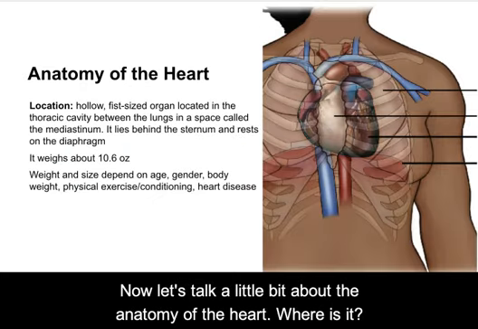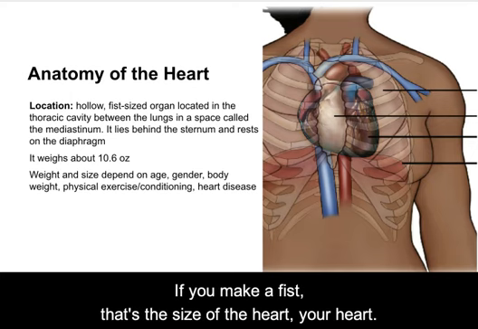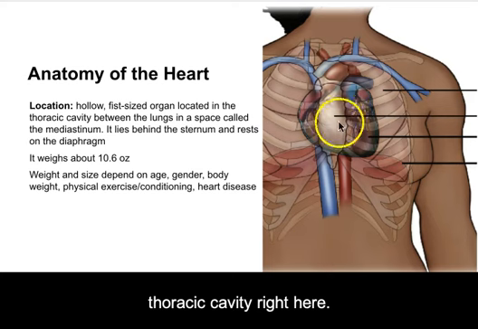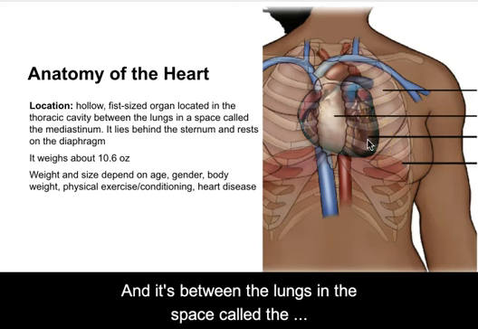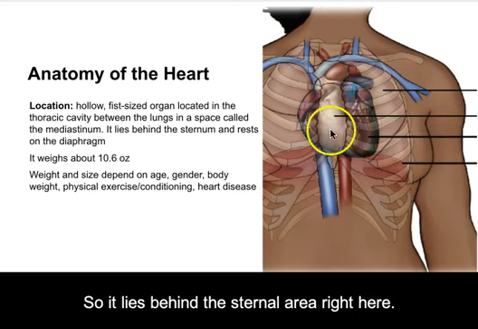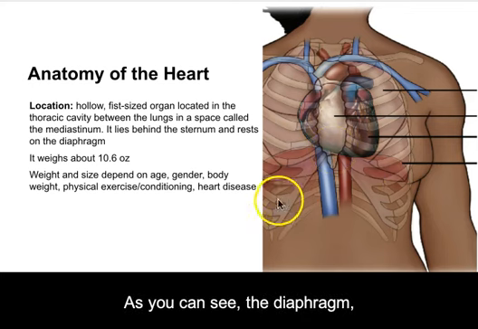Now let's talk a little bit about the anatomy of the heart. Where is it? It's a hollow fist-shaped organ. If you make a fist, that's the size of your heart. It's located in your thoracic cavity, right here, between the lungs in the space called the mediastinum. It lies behind the sternum, which is right here, and it rests on the diaphragm, which is right here.